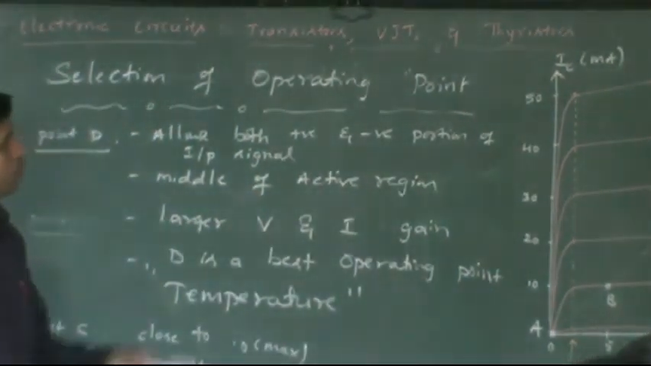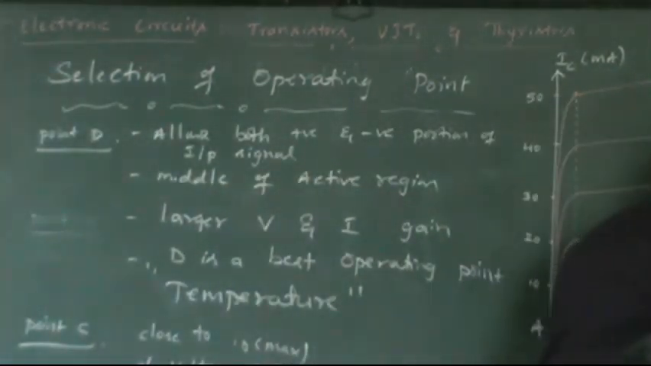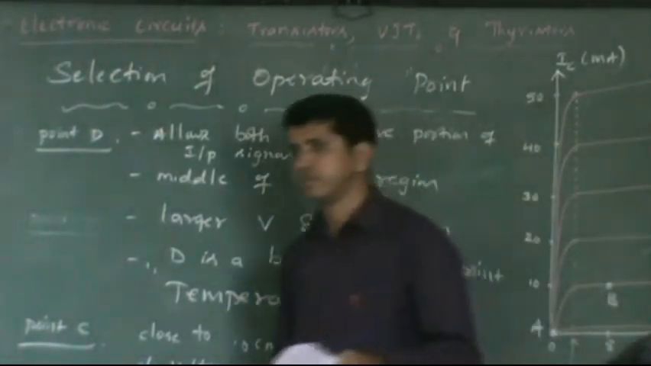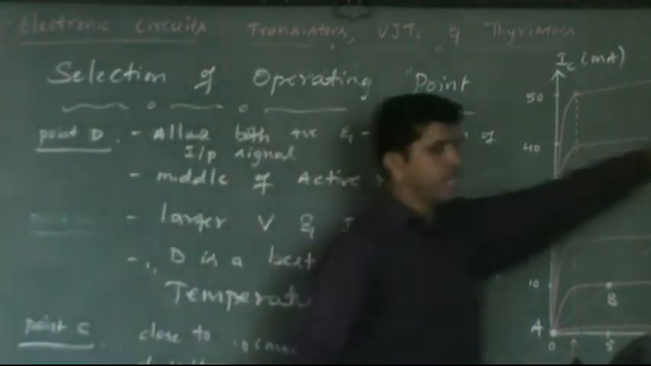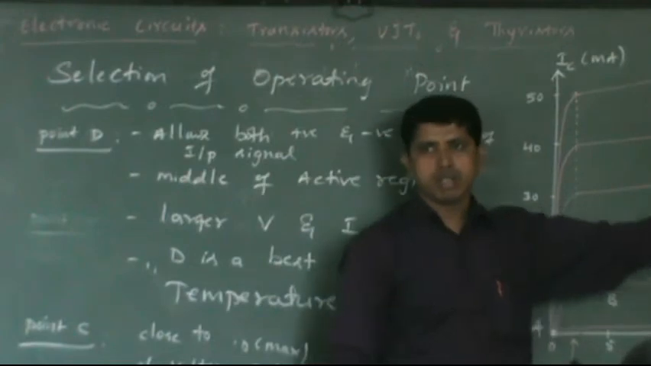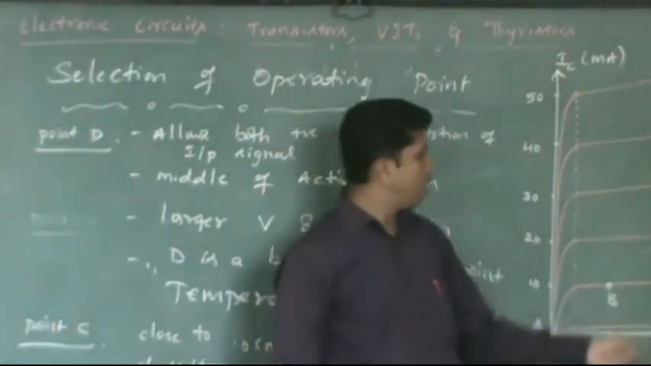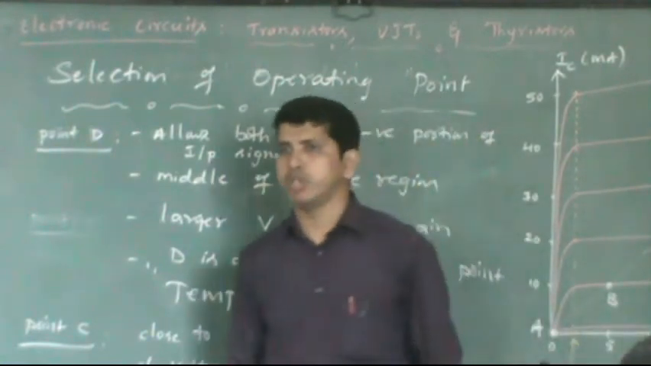So from this, what is the summary? How do we summarize this? Our topic is selection of operating point, and that is explained through the transistor output characteristics. Here we have taken 4 different operating points, points A, B, C and D. D is in the middle of the active region.